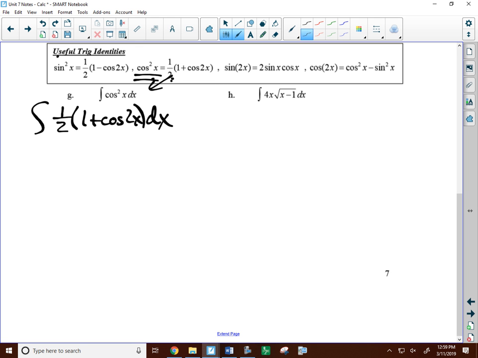Now, there's different ways to kind of go about working this out. I'm going to distribute the half. This is what I'm going to choose to do. It's kind of different ways, what you want to do with the half. So I'm going to distribute the half. It's 1/2 plus 1/2 cosine 2x dx.